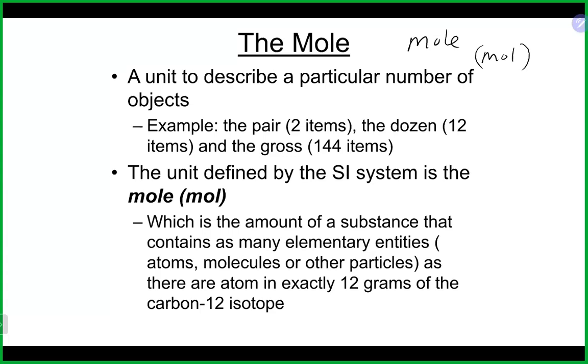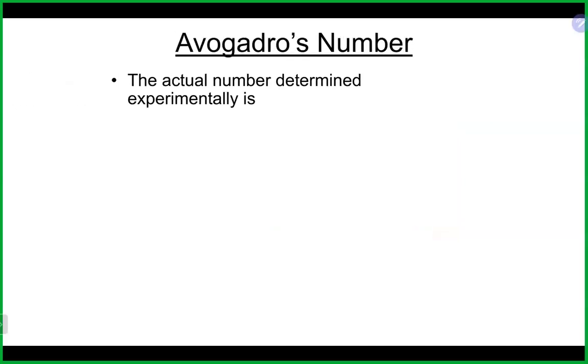The mole represents as many elementary units of atoms or molecules as there are in exactly 12 grams of the carbon-12 isotope. You might remember that the carbon-12 isotope is the isotope that was used to figure out the atomic mass that we see on the periodic tables. That is the guy that has 12 AMU.